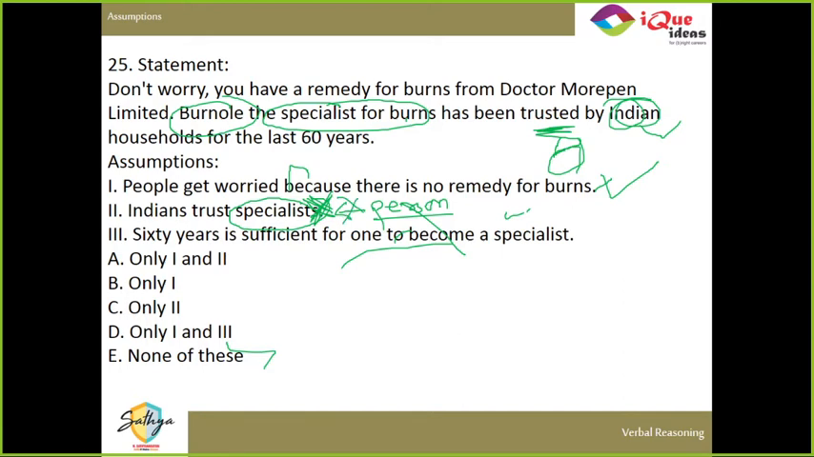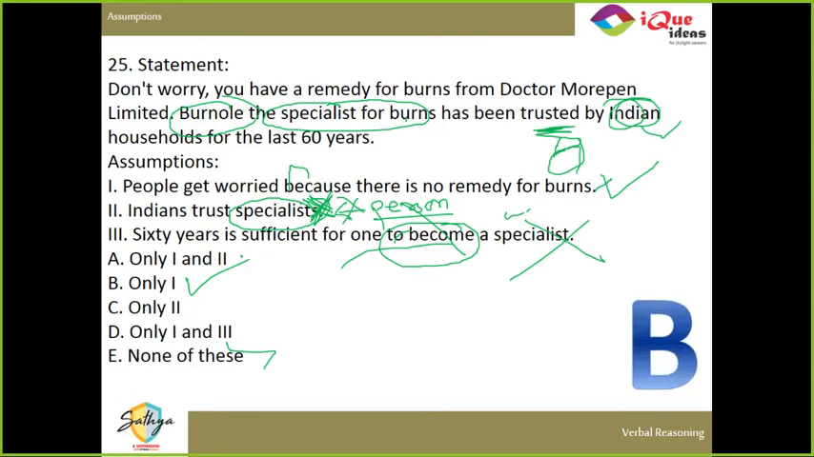And third, 60 years is sufficient to become a specialist. Now how many years does it take to become a specialist? That is irrelevant. This number has nothing to do with it. That means only the first statement is correct. Only the first statement is correct. And hence, option B should be my answer.